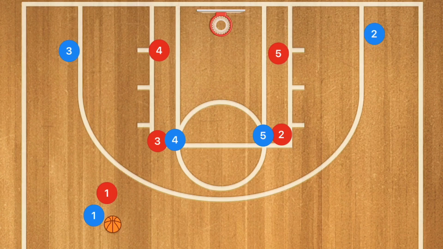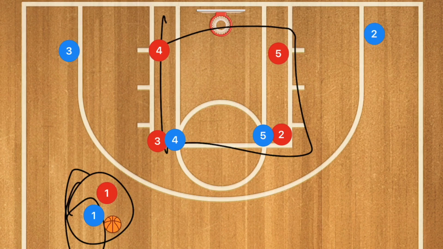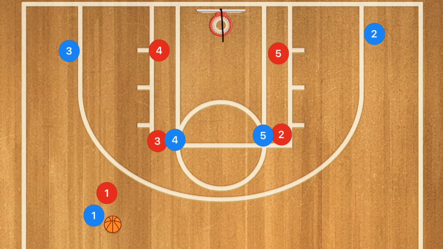So to be able to have strategies to beat the box and one, you have to understand how it works first. So let's get down to the clipboard and let's check this out. So first we have player one defending player one blue. The reason for that is because player one blue just seems to be the best player on the court. We now have a box of defensive players and they are guarding a zone.